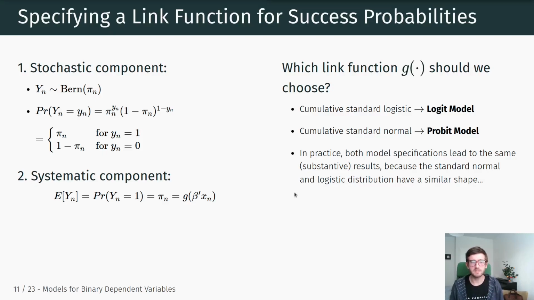And the reason for that is that the standard normal and logistic distributions actually have a very similar shape. And if we have the model results from one and compare it to the other, we can actually transform the coefficients from a Logit to approximate the results from a Probit model. Okay.